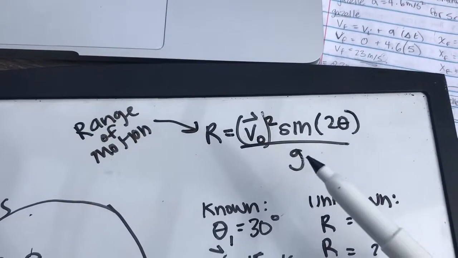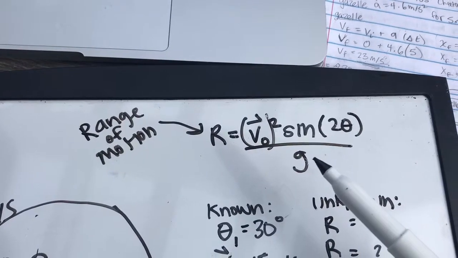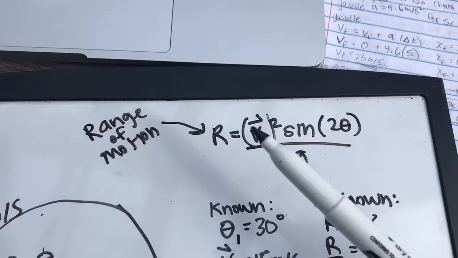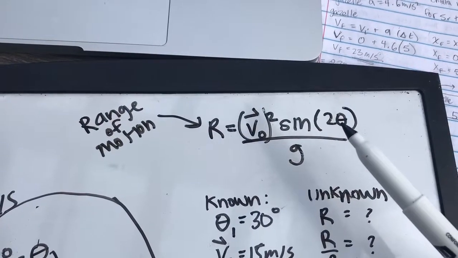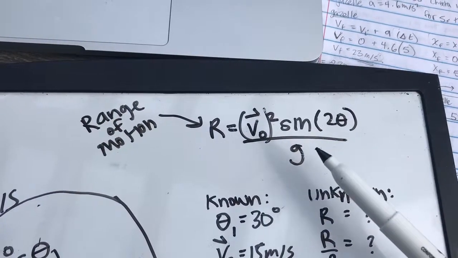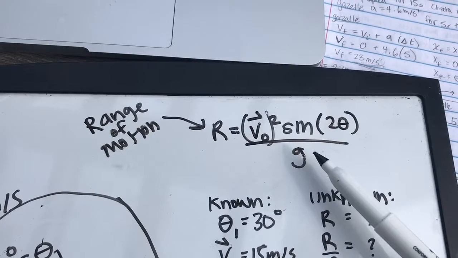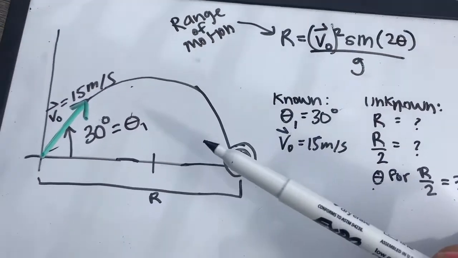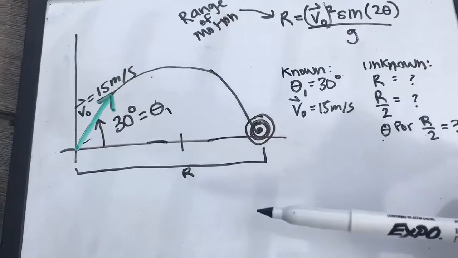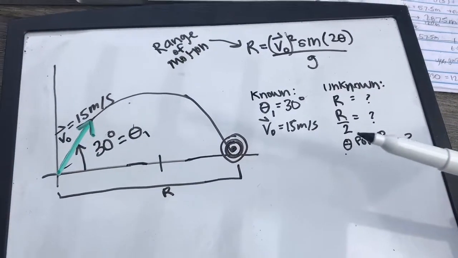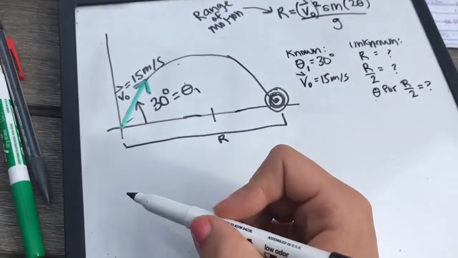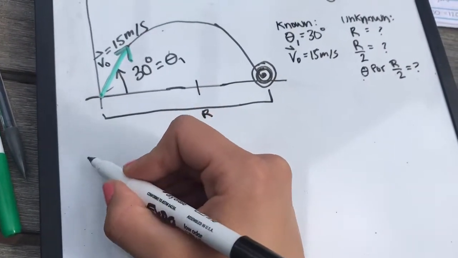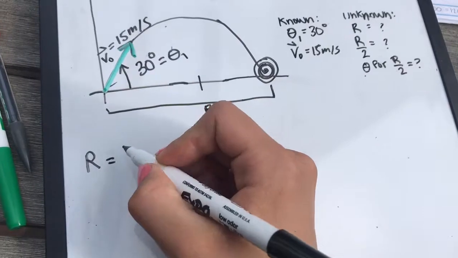This is an important equation that we're going to use, and we have all the things that we need for it. We have the initial velocity, we have the angle, and we know g is 9.8, and that's for the range of motion of this problem. And then we're going to just divide it by 2 and then find the angle. So when we start this problem, we can just plug in. So first we're going to solve for R.